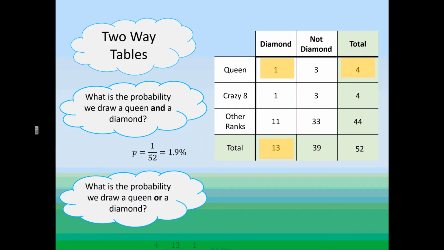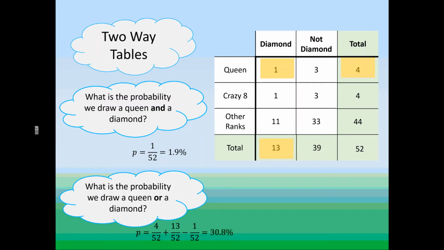So what we do is we take the 4 out of 52 queens, we add it to the 13 out of 52 diamonds, and then we subtract 1 out of 52. That way we're not double counting the Queen of Diamonds. So as you can see, it gets a little bit more complicated.